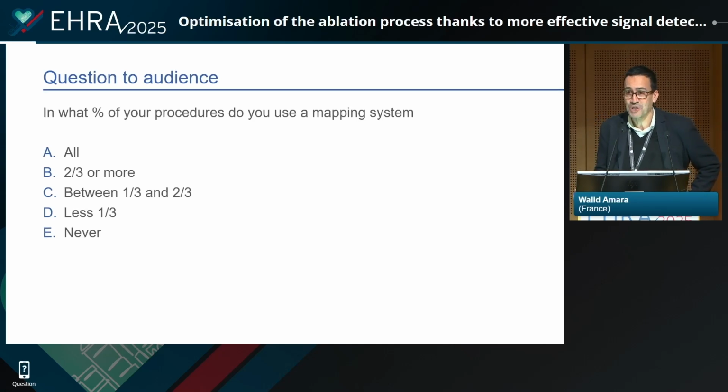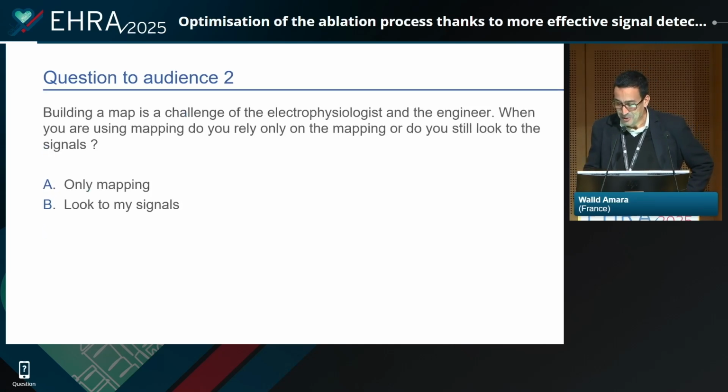And the second question I want to ask you is about, of course, building a map, which is always a challenge, always a challenge working with the engineer, working between the electrophysiologists. When you are doing the map using your mapping system, who will rely only on the mapping and will not see the potential? And who will look at the signals, which is great, the majority of you. Thank you very much. Maybe my topic will not be very interesting for you, because you are already looking at the signals.